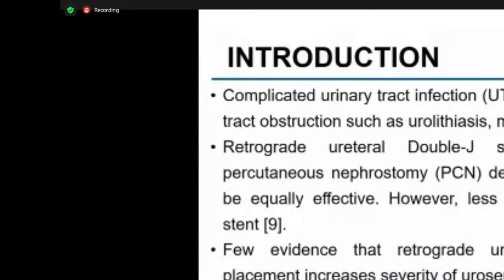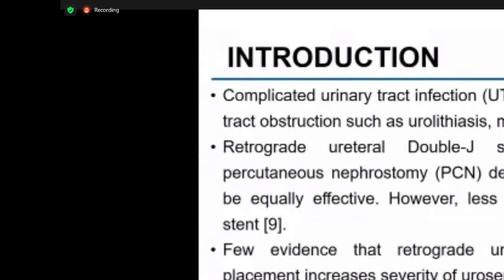However, regarding the method of inserting the double J stent, what should we do? Should we do cystoscopy or retrograde ureteroscopy for double J stent placement? It is known that in some cases, stenting while doing cystoscopy can be really hard. And in these cases, URS needs to be done.